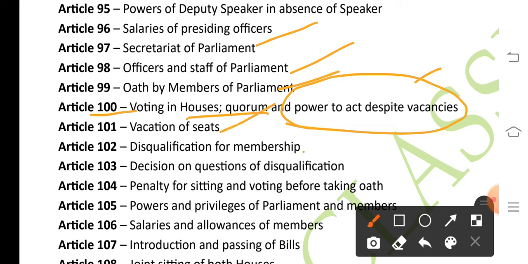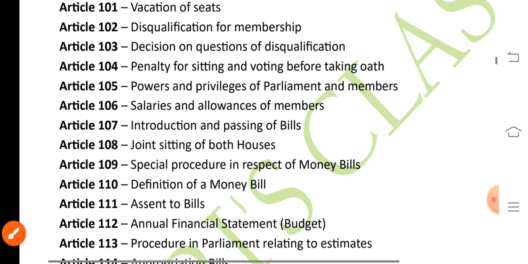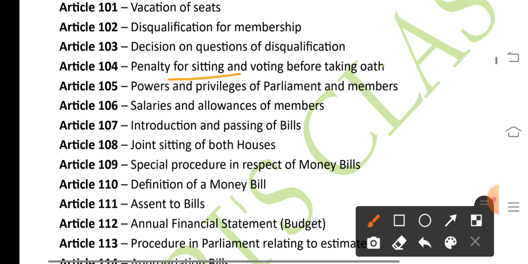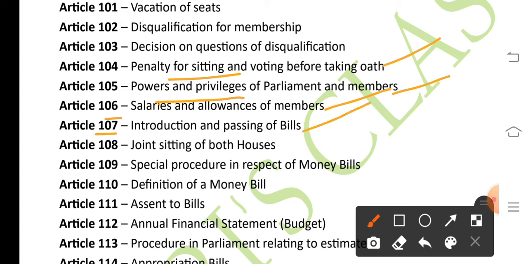101, vacation of seats. 102, disqualification for membership. 103, decision on questions of disqualification. 104, penalty for sitting and voting before taking oath. 105, powers and privileges of Parliament and members. 106, salaries and allowances of members. 107, introduction and passing of bills.